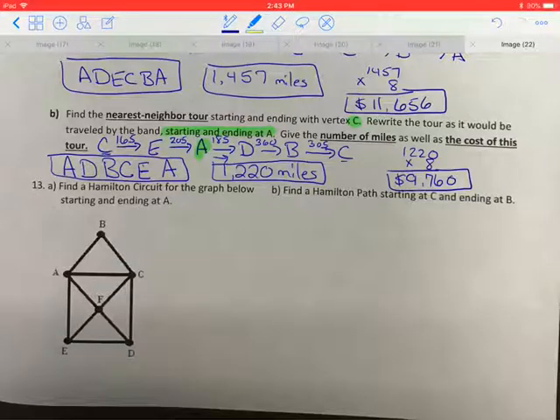Here's the solution to number 13 on the Exam 2 review. On this one, we're looking for Hamilton circuits and Hamilton paths. So remember, these are very different than Euler paths or Euler circuits.